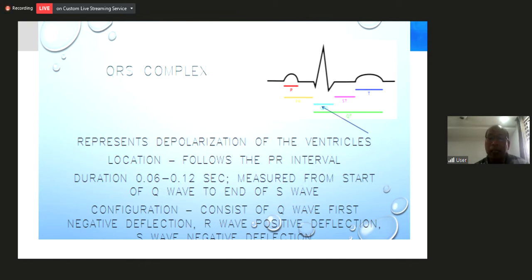Normally you will see a very small Q wave, and it is said that the Q wave is pathological when it is 25% of the R. Except in V1, there shouldn't be any Q wave. Okay, next slide.